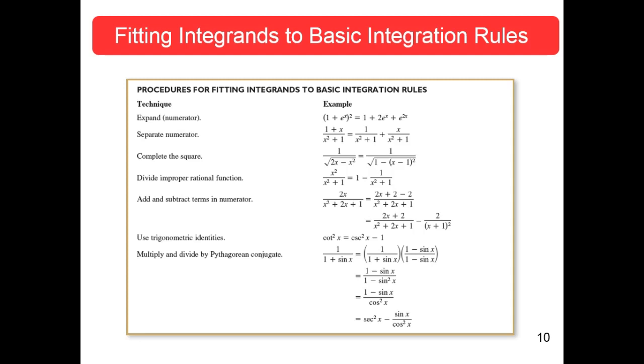So, finding integrals using basic integration rules. Here are procedures for finding integrands to basic integration rules. Expand the numerator if that's helpful. Okay, for instance, if you had 1 plus e to the x squared, go on and multiply it out. If it's helpful. I mean, if you can do it without it, you might want to try it without it. Separate the numerator. And this is a pretty good technique too. Anytime this has a plus or minus in it, if you can't see a way to make this fit, then separate it. 1 over this plus that over that, you know? Okay? Complete the square. Okay?